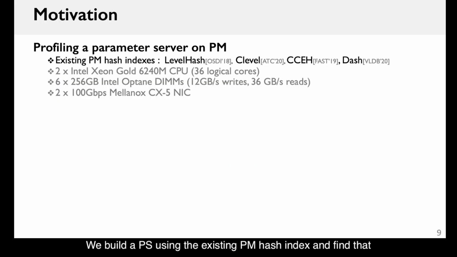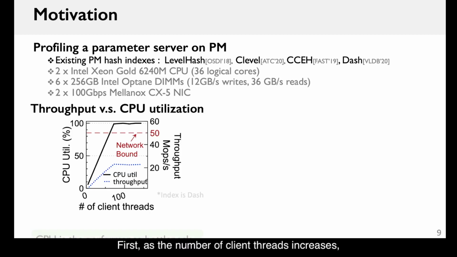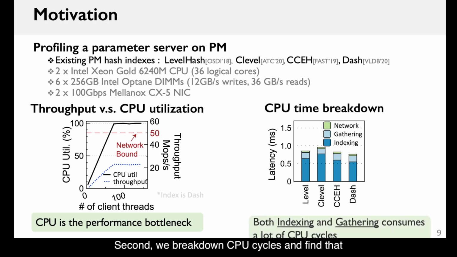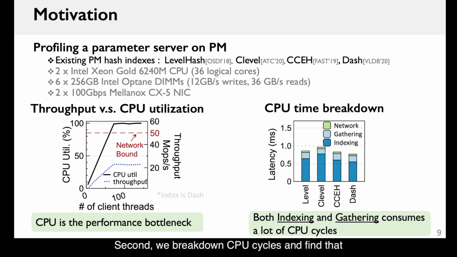We build a PS using the existing PM hash index, and find that, first, as the number of client threads increases, the PS throughput is quickly bottlenecked by the CPU. Second, we break down CPU cycles and find that both indexing and gathering consume a lot of CPU cycles.